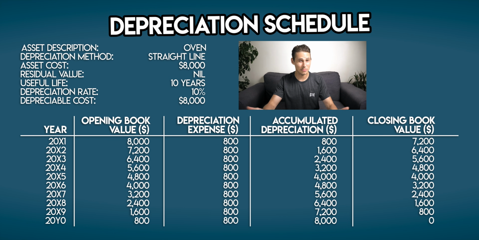Here's your completed depreciation schedule. This table summarizes the depreciation expenses, accumulated depreciation, and book values of your oven over its useful life. You can learn how to make one of these in my straight line depreciation video, but I'd recommend sticking around because I'm going to show you how to record all of these transactions in your business's books.